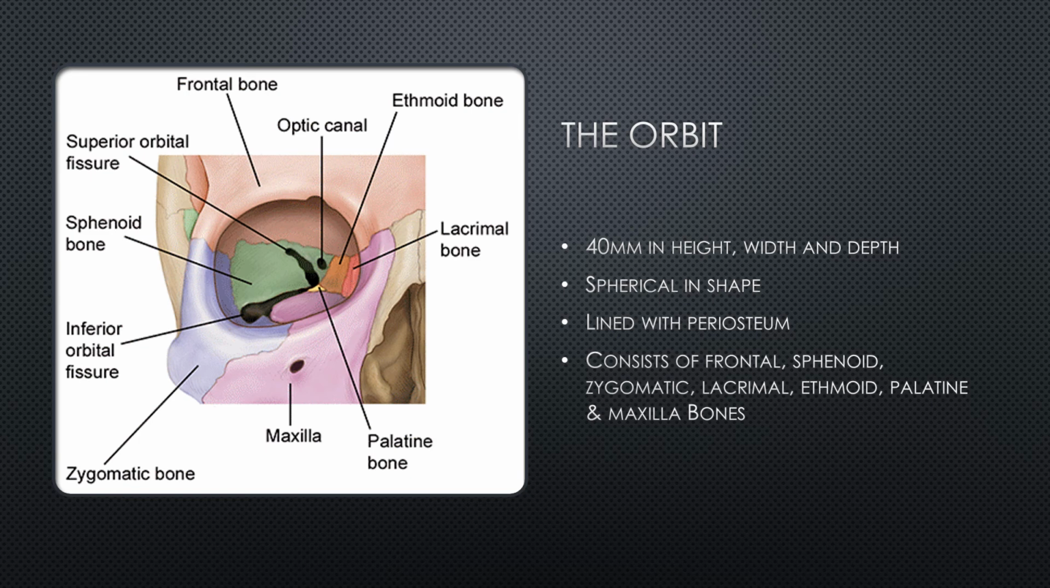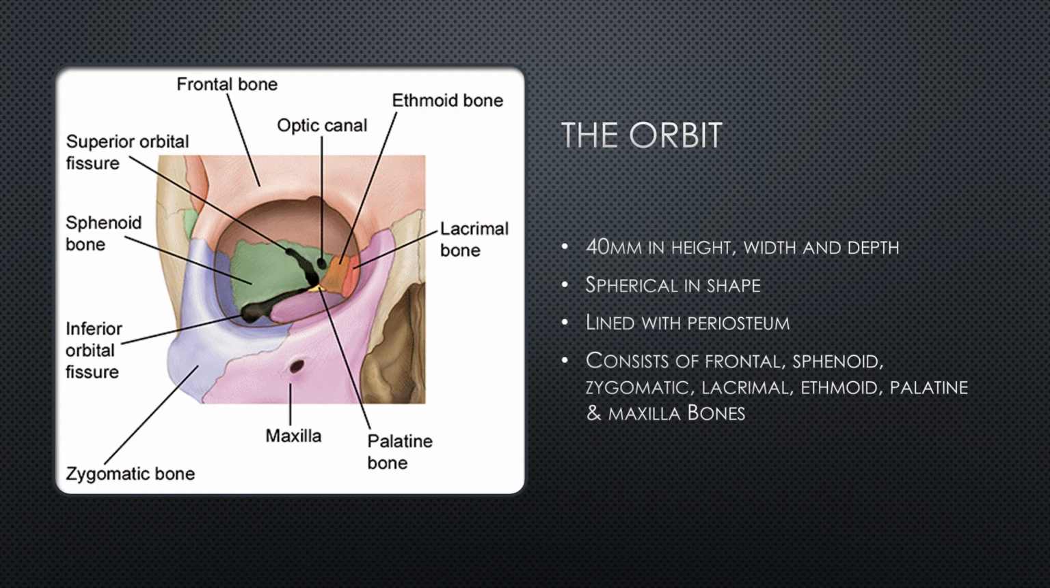The ocular orbit is approximately 40 millimeters in height, width, and depth. The volume is about 30 milliliters. It is spherical in shape and is made of bony composition with a lining of muscle, connective tissue, and fat. Periosteum lines the orbit and adheres to bones along the sutures. The orbital septum supports the structure of the eyelids. It prevents fat from entering and helps restrict inflammation of the eyelids.